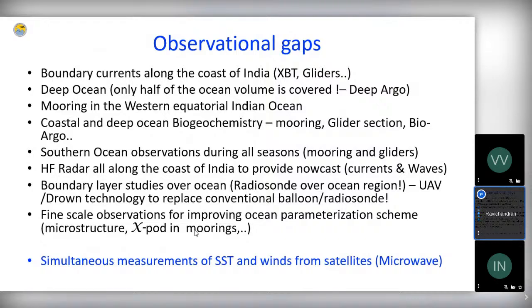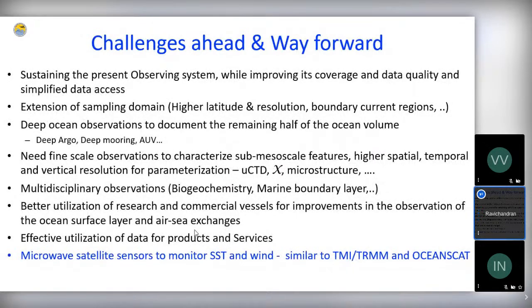And also we need to continue the fine scale observations for improving the mixed layer parameterization scheme, especially microstructure and other measurements on the moorings. These are things which we need to measure frequently and more and more. Of course, these are in situ observation systems. To complement them, we should have simultaneous measurement of SST and winds from satellites, maybe in the microwave, like TMI SST and a scatterometer combined together. If you launch it, it will be very useful for covering the entire global ocean. So these are my challenges, what I'm thinking. These are some challenges ahead and the way forward.